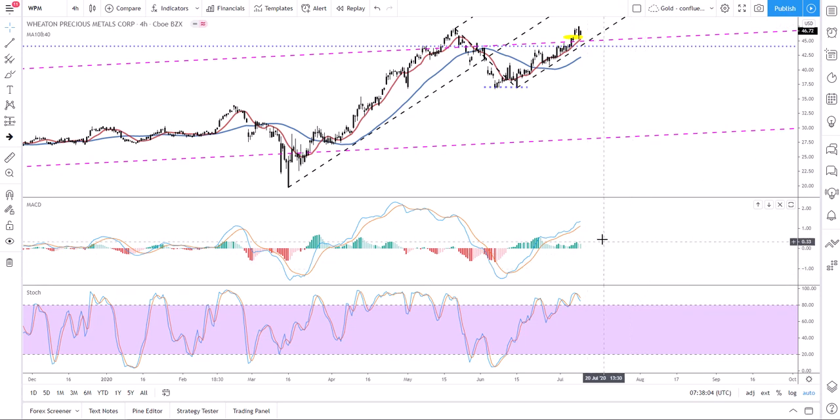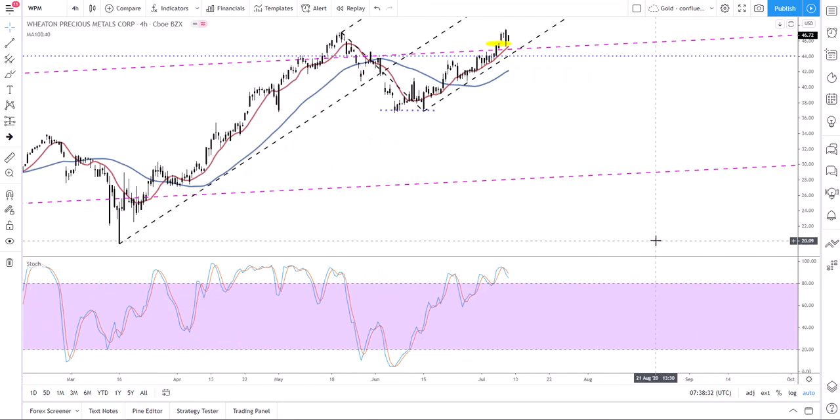MACD, we've talked about this. It's in bullish mode with both lines. Both of the MACD lines are above the zero center line, suggesting that price is in a bullish mode. As conservative investors, we want to be long, not short. Yeah, let's not belabor MACD.